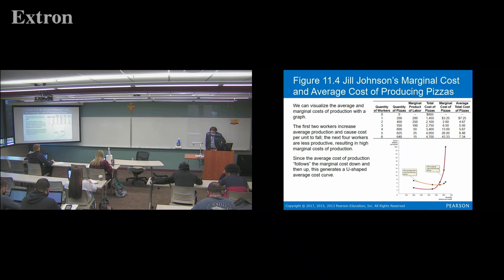So from here we have the first 2 workers. You move from 1 to 2, the marginal product of labor is increasing from 200 to 250. In this case, the marginal cost of pizzas is decreasing. And when you hire an additional worker, if they're more productive, again, the variable cost of adding that worker is going to be the same for each number of workers. So you end up with a lower marginal cost. Then as you start having decreasing marginal product of labor, you end up with an increasing marginal cost.